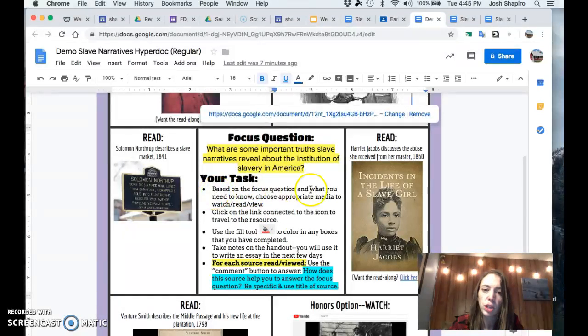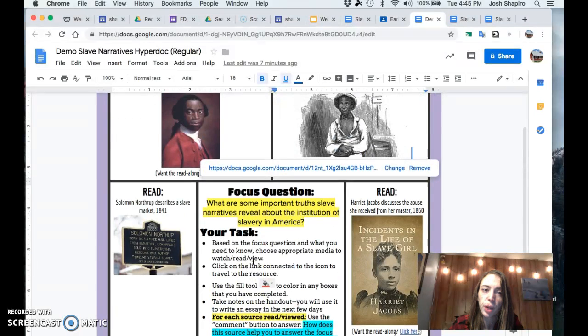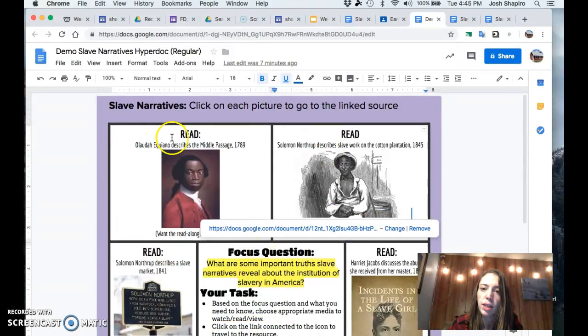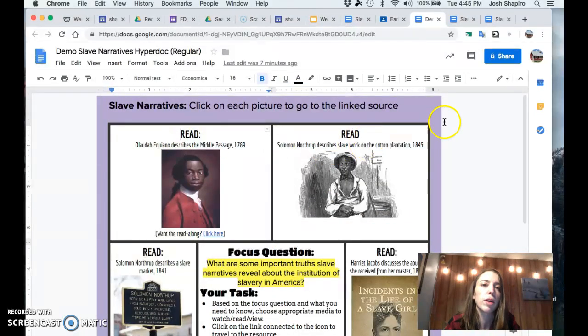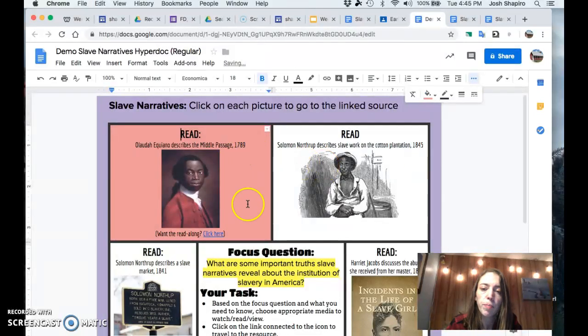Based on the focus question, you choose what you need to view. You're going to need 3 of these total. For example, if I decide that I'm going to do Equiano, I'm going to fill the box, right? Because you're supposed to fill the box for the ones that you're doing. So I'm going to fill it right here, okay?